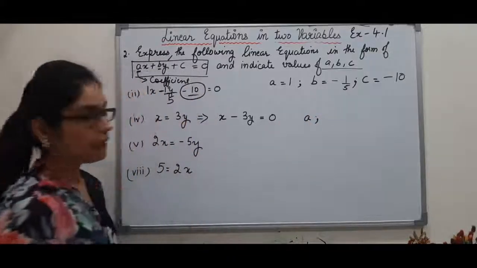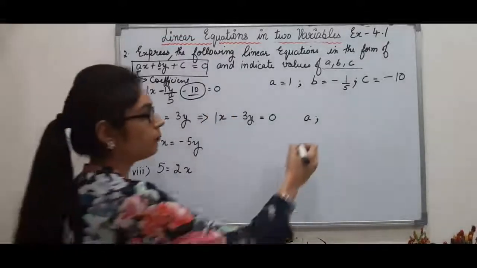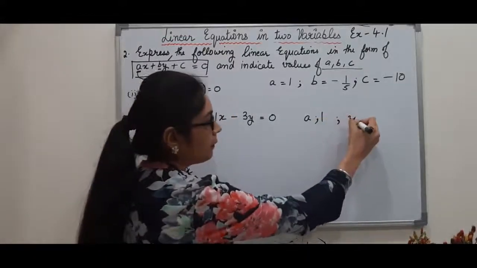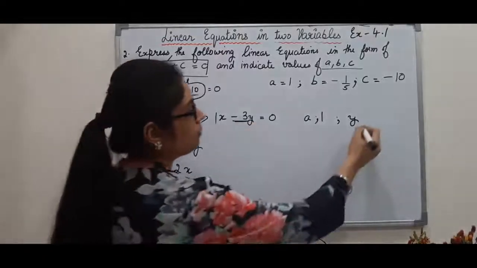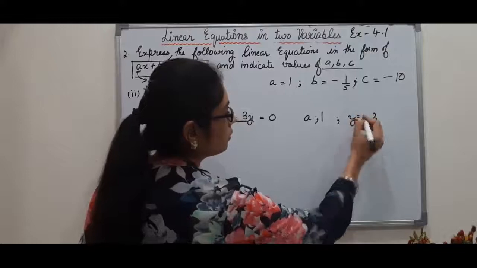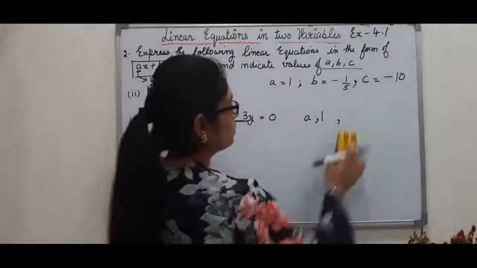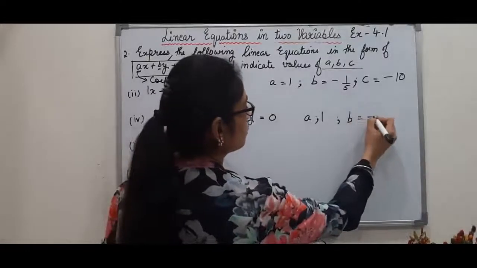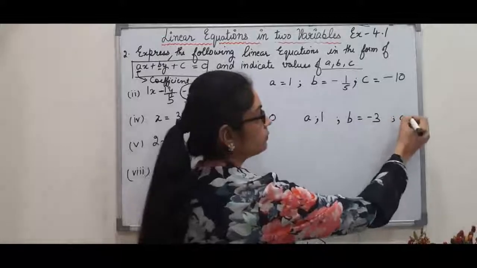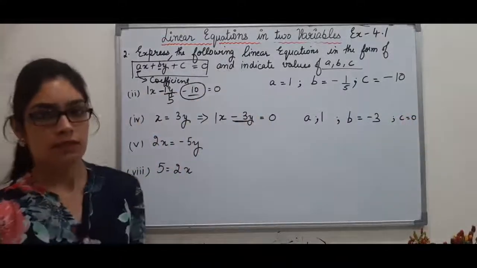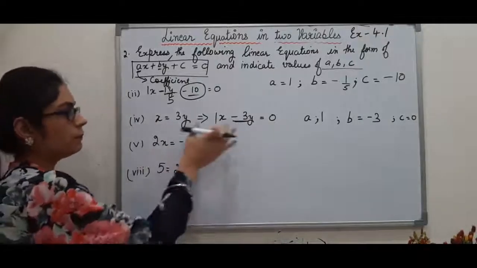So a means the coefficient of x. With x, 1 is there. b is the coefficient of y. With y you can see minus 3 is there. So b is minus 3, and c, the constant term, nothing is there, that means c is equals to 0. Now let's do this one. This is the same as the previous one.